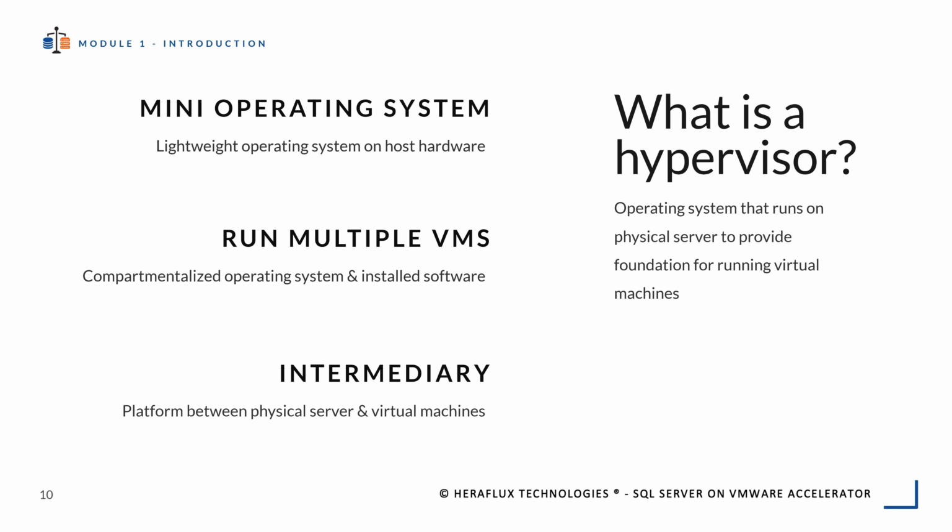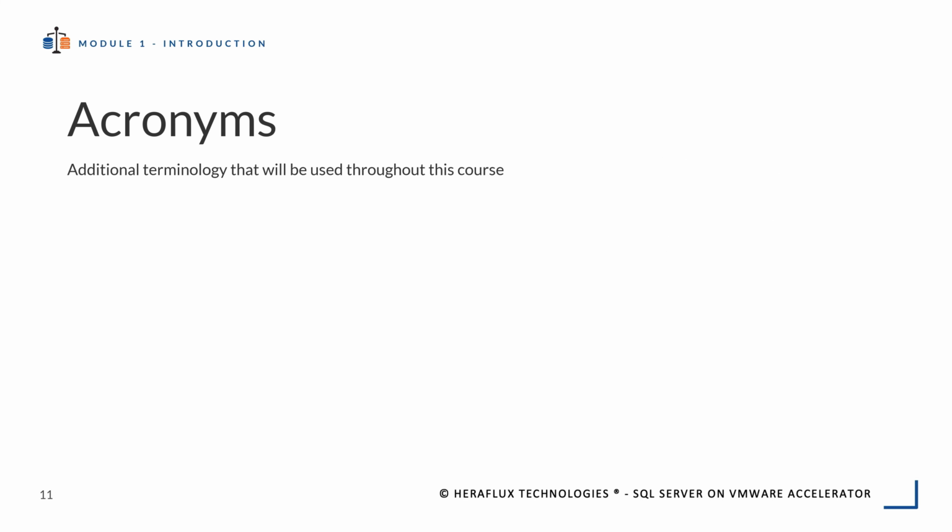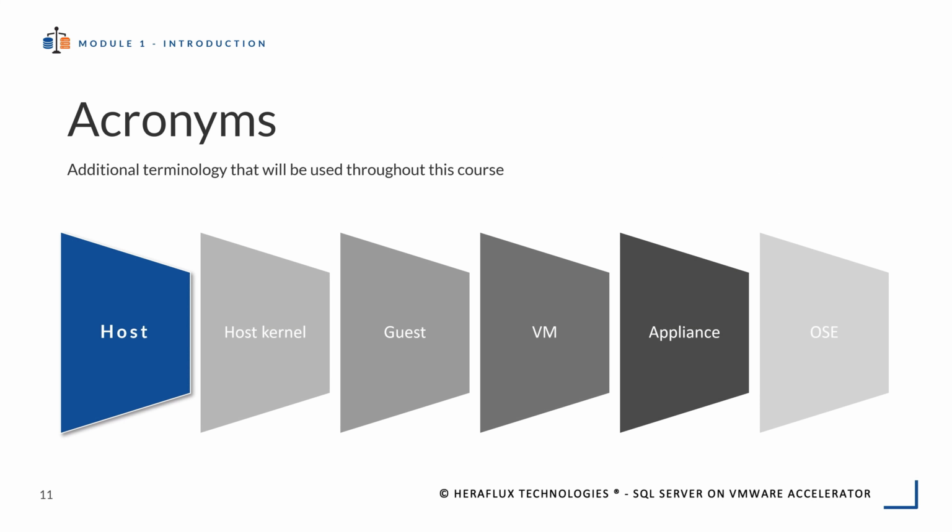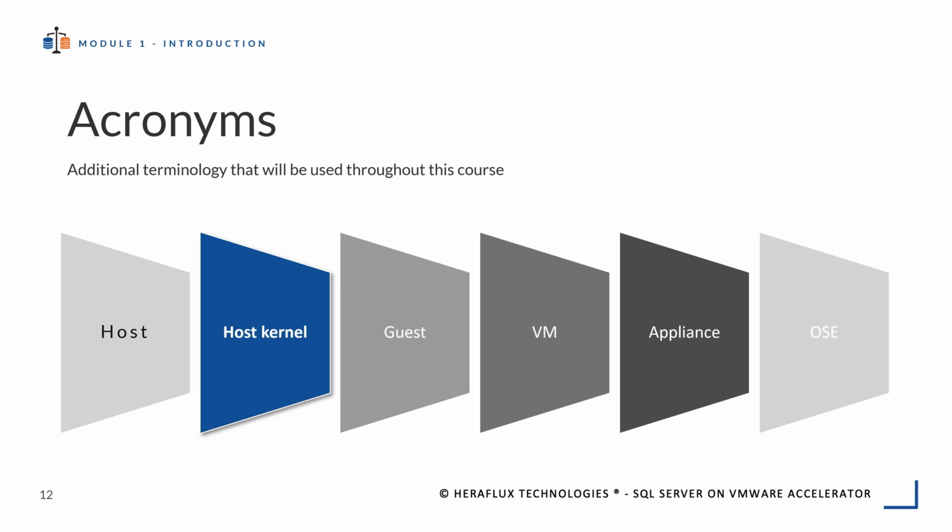To make sure that we're all on the same page, let's get some acronyms out of the way. First is our host. The host is the physical server that our virtual machines are running on and the hypervisor that runs on it. The host kernel comprises all the interoperability components that take the VM commands and get them to the physical compute resources present in the host.